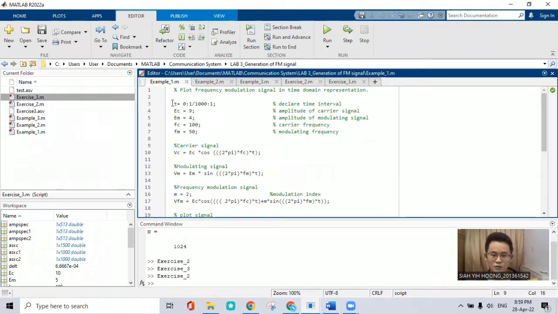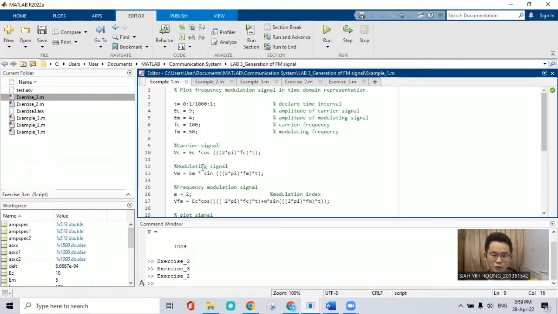First of all, we need to declare all those variables, which is to declare the time interval, the amplitude for both carrier and modulating signal, and the frequency for both carrier and modulating signal too. After that, we need to declare the expression for the carrier signal, modulating signal, and the frequency modulation signal.